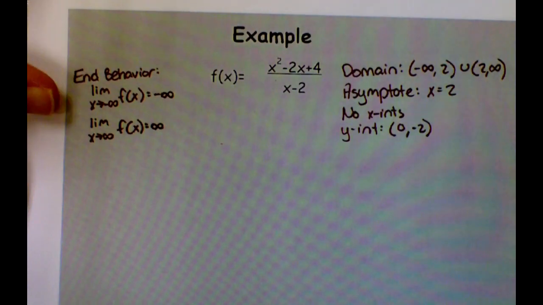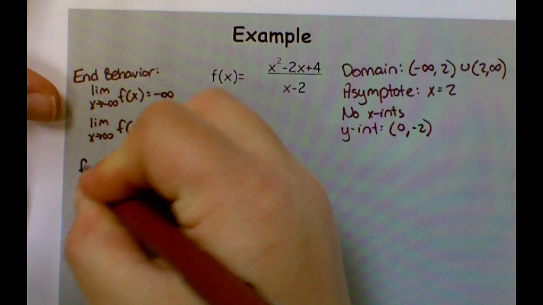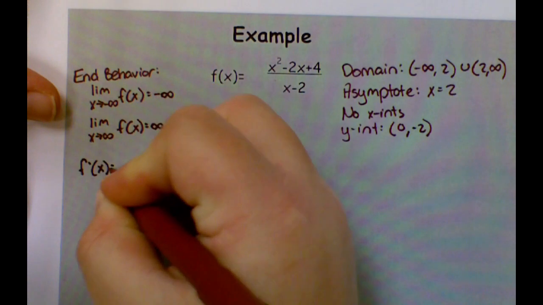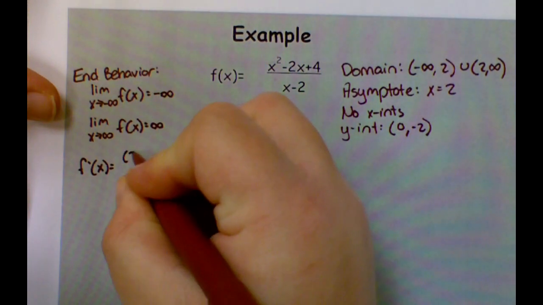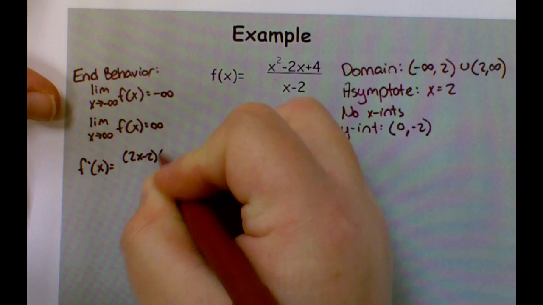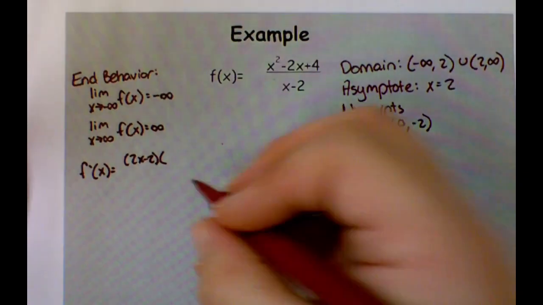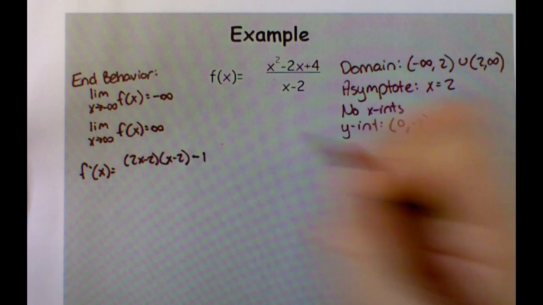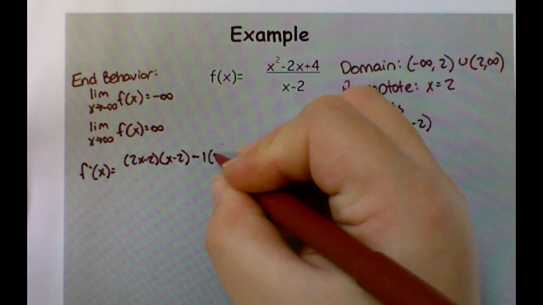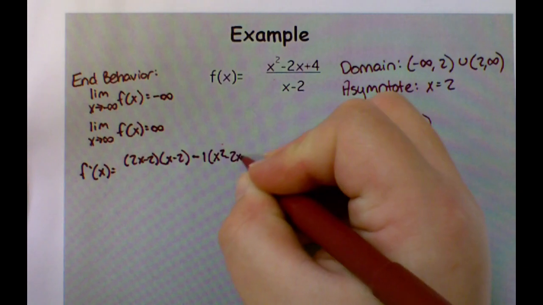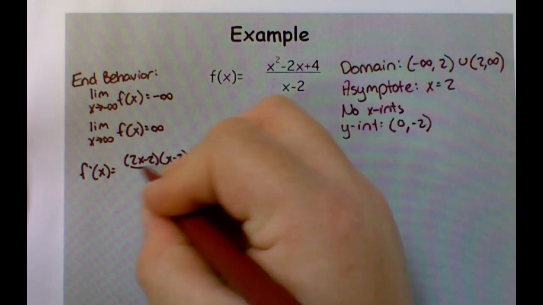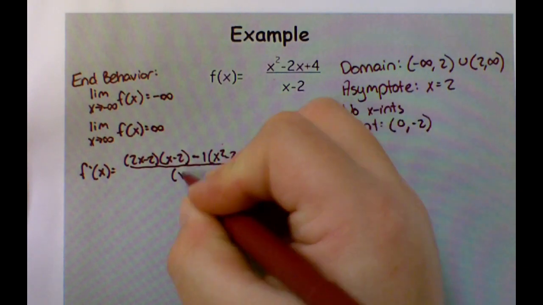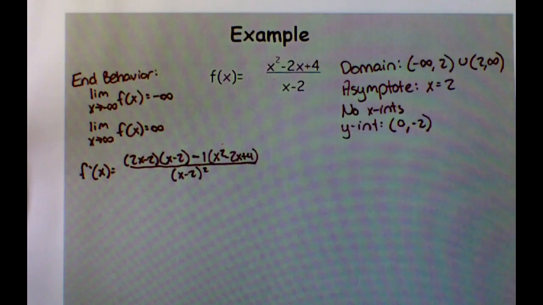Now let's dive into our derivatives. For my first derivative, I'll take the derivative of the top, which is 2x minus 2, times the bottom unchanged, so x minus 2, minus the derivative of the bottom, which is just 1, times the top unchanged, all over the bottom squared.